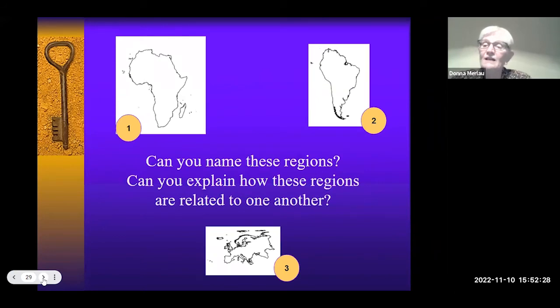So I've got 3 continents here. How are they related to one another? And can you tell me what the continents are? Okay, so Carolyn, you're saying 1 is Africa, 2 is South America, and 3 is Europe. Is that correct? All righty, we're golden.